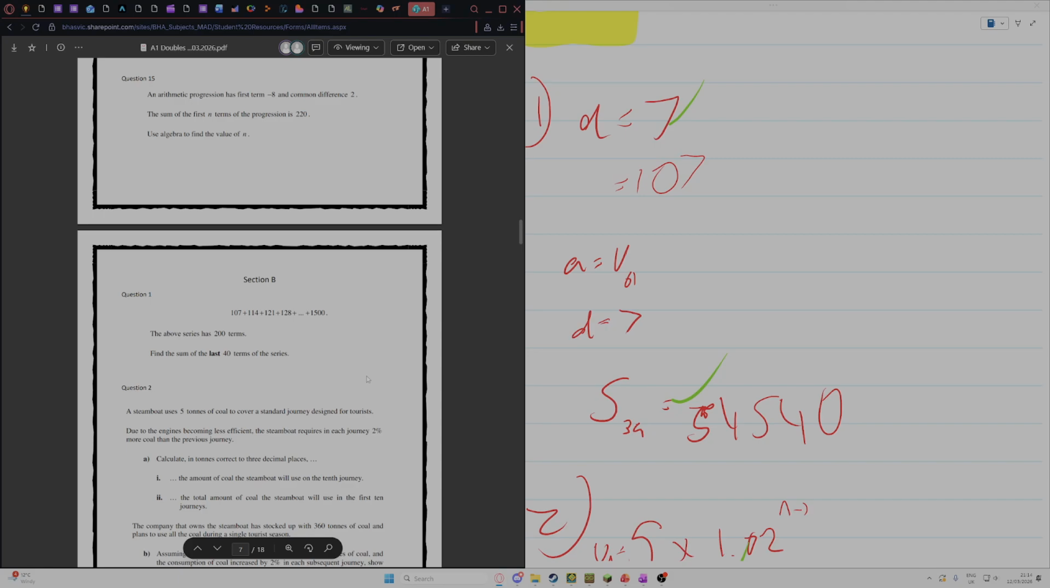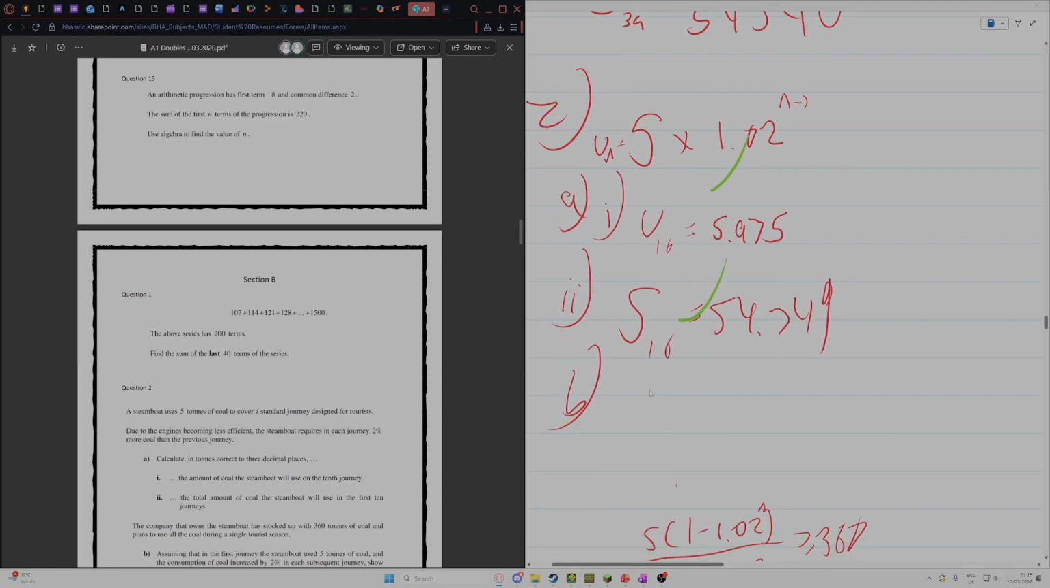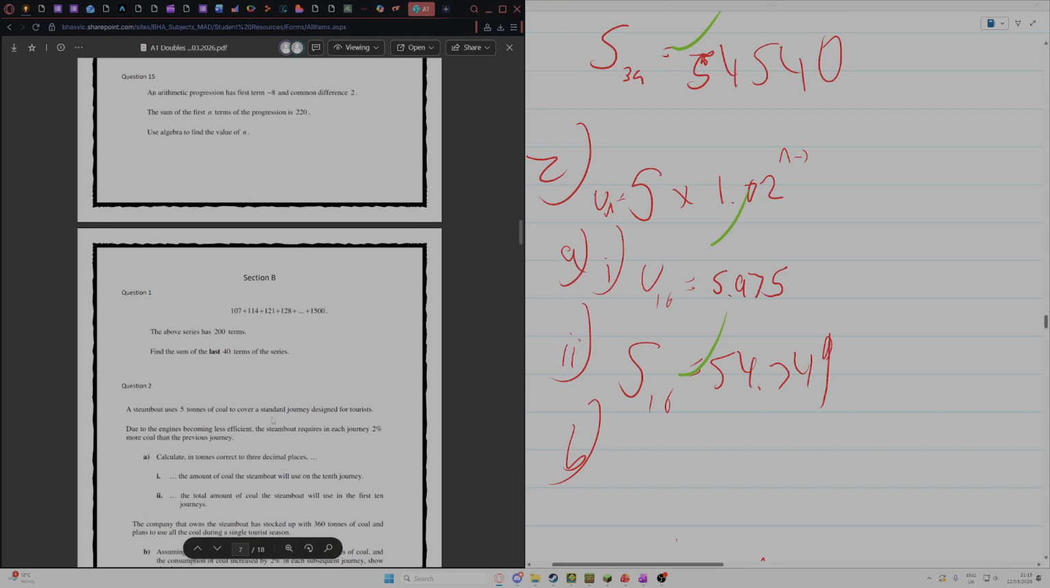Alright, section B. We got some really new stuff here. It's more serious than differential equations. So, we know the difference is 7 for this sum, and therefore the sum of the last 40 terms. We just say the difference is still 7, but now A is just U61 of this series, and then you just find S39. Question 2.